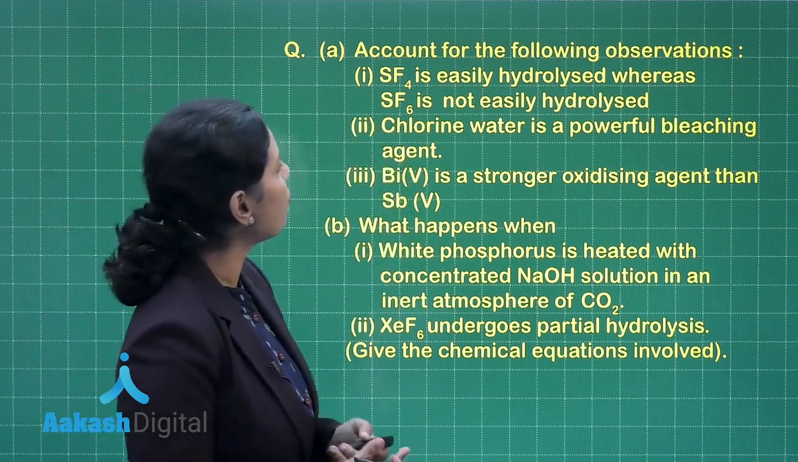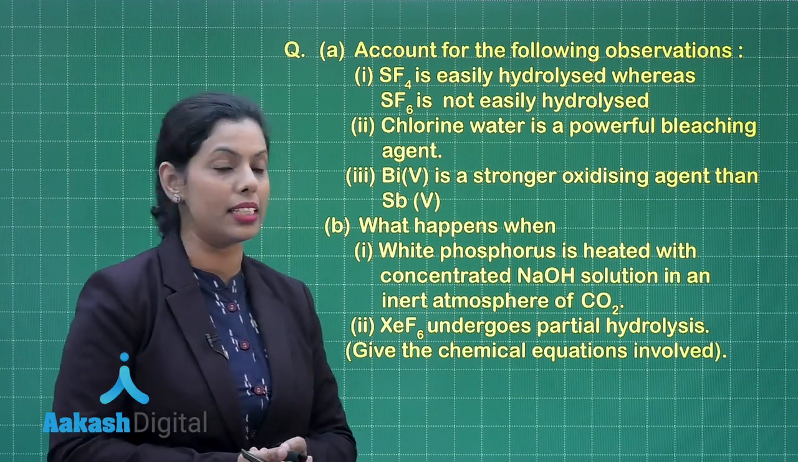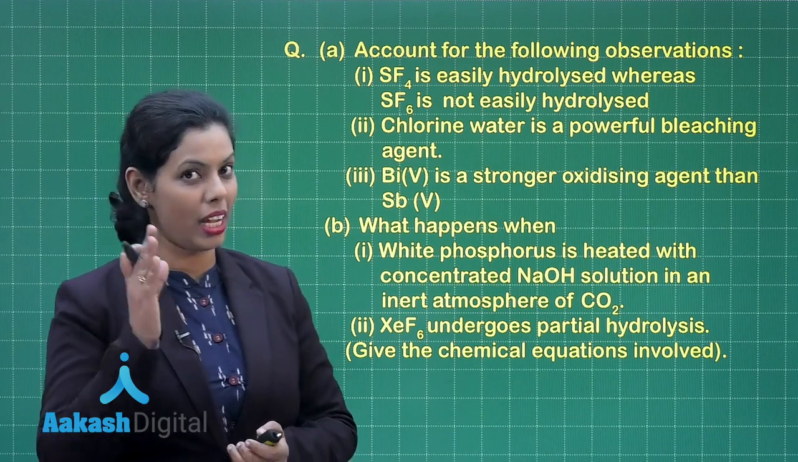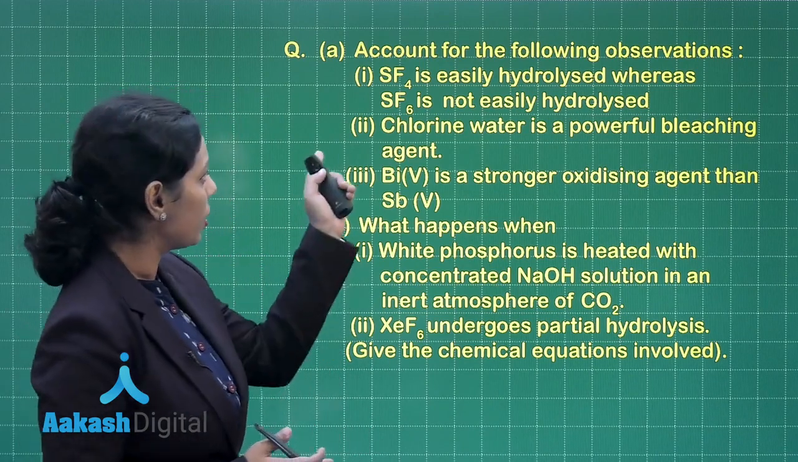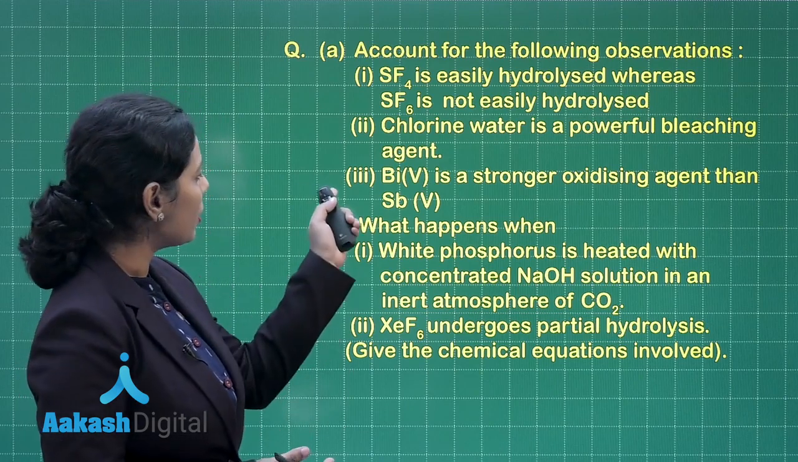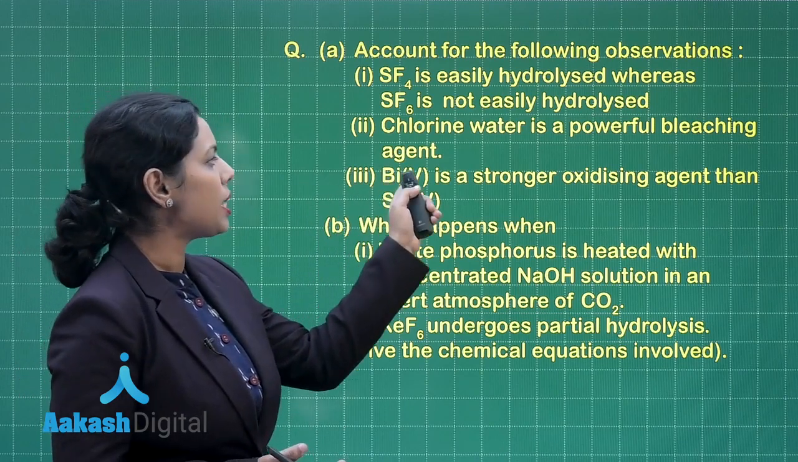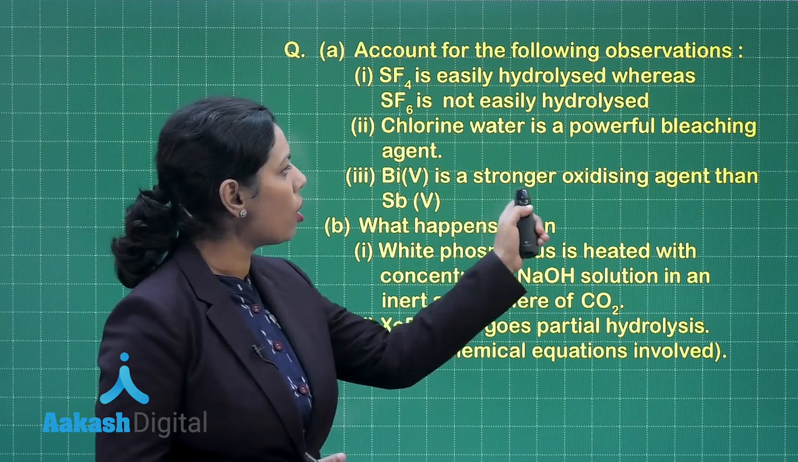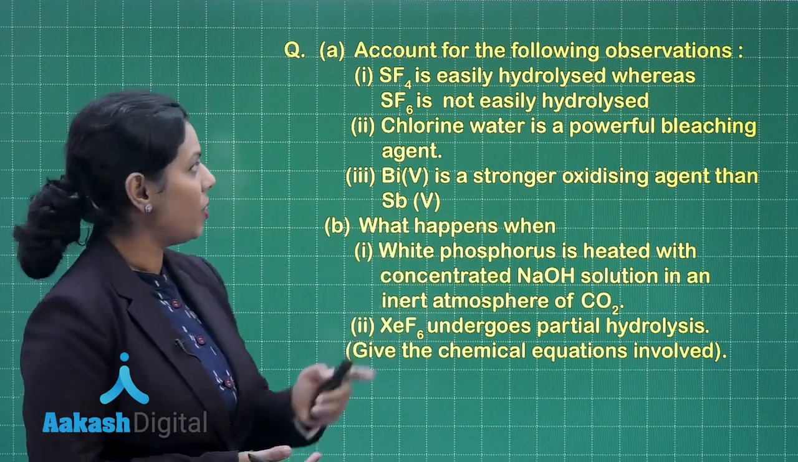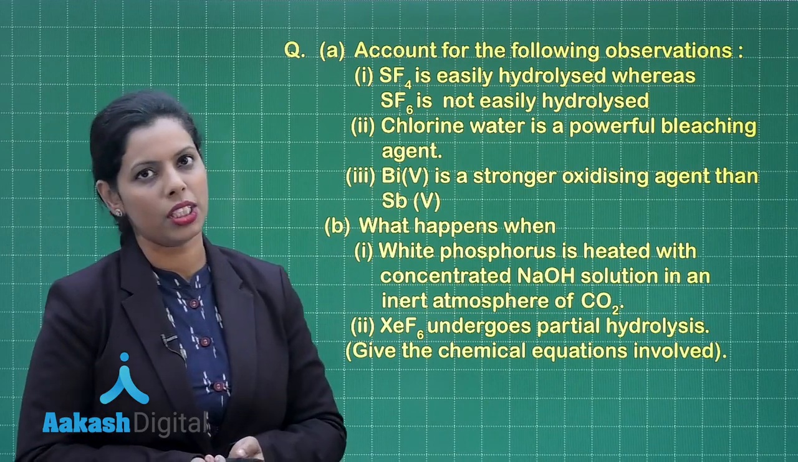First, SF4 is easily hydrolyzed, whereas SF6 is not easily hydrolyzed. We have to answer this further. Second, chlorine water is a powerful bleaching agent. And in the third part it is said that bismuth in +5 oxidation state is a stronger oxidizing agent than antimony in +5 oxidation state. We have to account for the following observations.